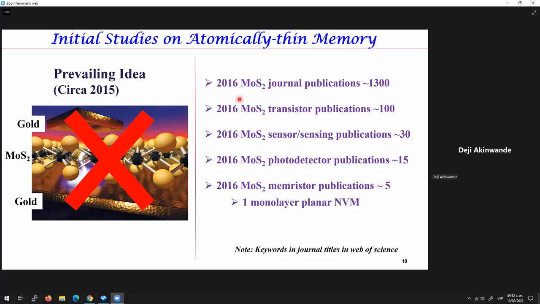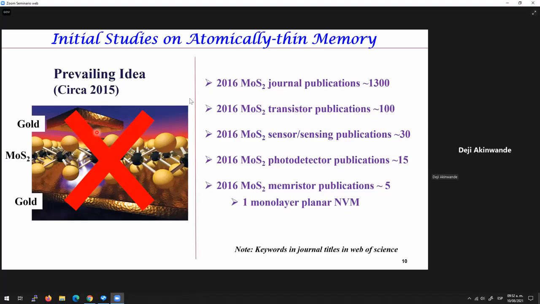If you look at that year, maybe 2016, there were a lot of papers. Let's say we focus on MoS2 as a prototypical active two-dimensional layer. You see a lot of the publications were on material synthesis, with applications focused mostly on transistors and sensors. And there was only one monolayer memory paper, and that was a planar device by my distinguished colleague, Mark Hersam from Northwestern University. Of course, the planar devices have their own advantages. However, they're not really able to afford the kind of densities that one gets with vertical devices.